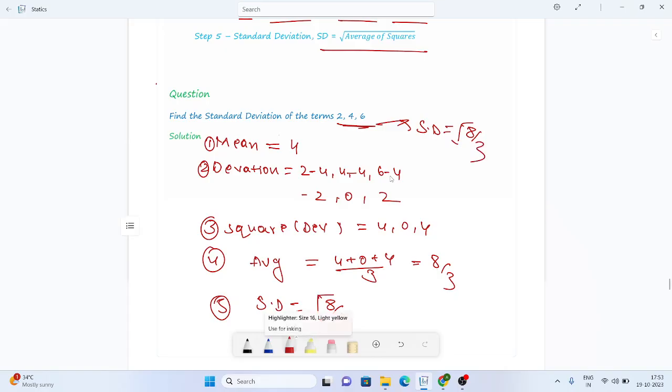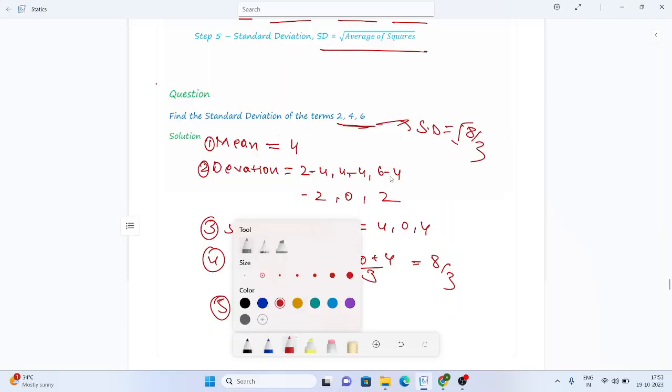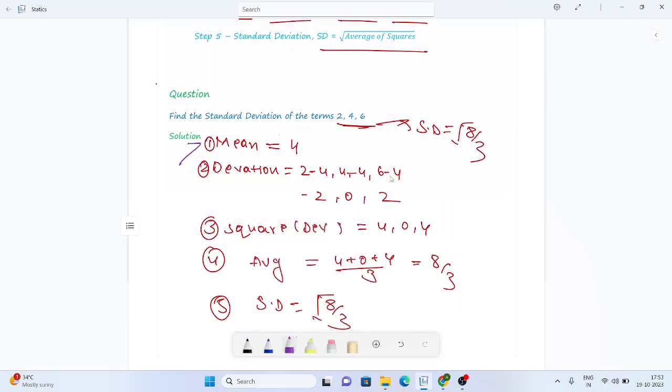Mainly we didn't use this. Our work would be done with just these two, the mean and deviation, as we saw earlier also. Okay, so make a note of this, then we are done.